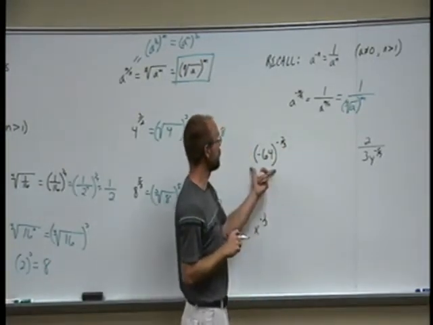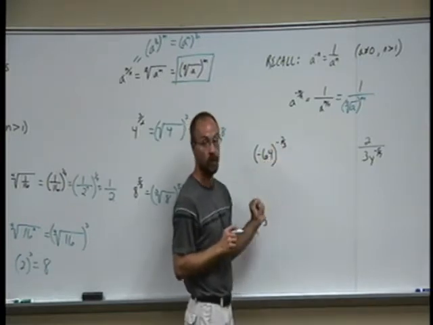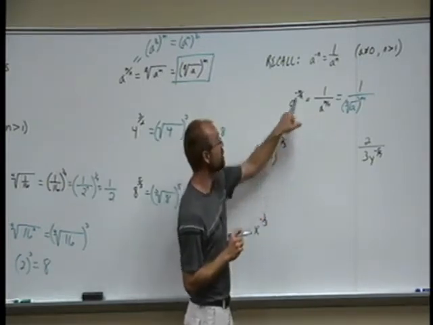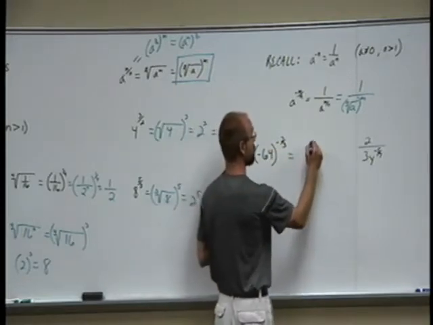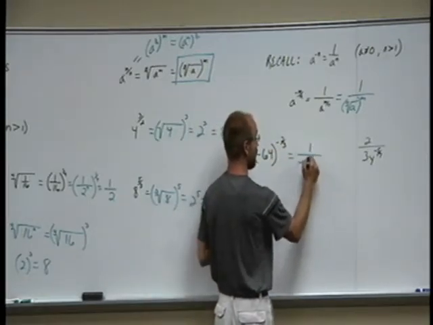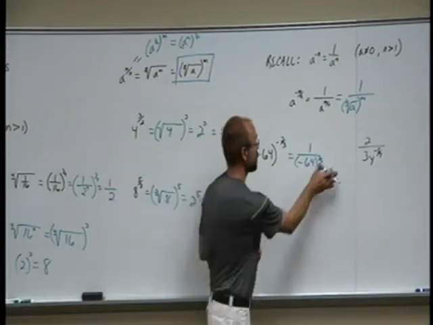All right, let's look at this example. We have negative 64 raised to the negative 2/3 power. Well, first of all, let's deal with that negative exponent and take its reciprocal, 1 over negative 64 to the 2/3 power. I'll clean that up a little bit.